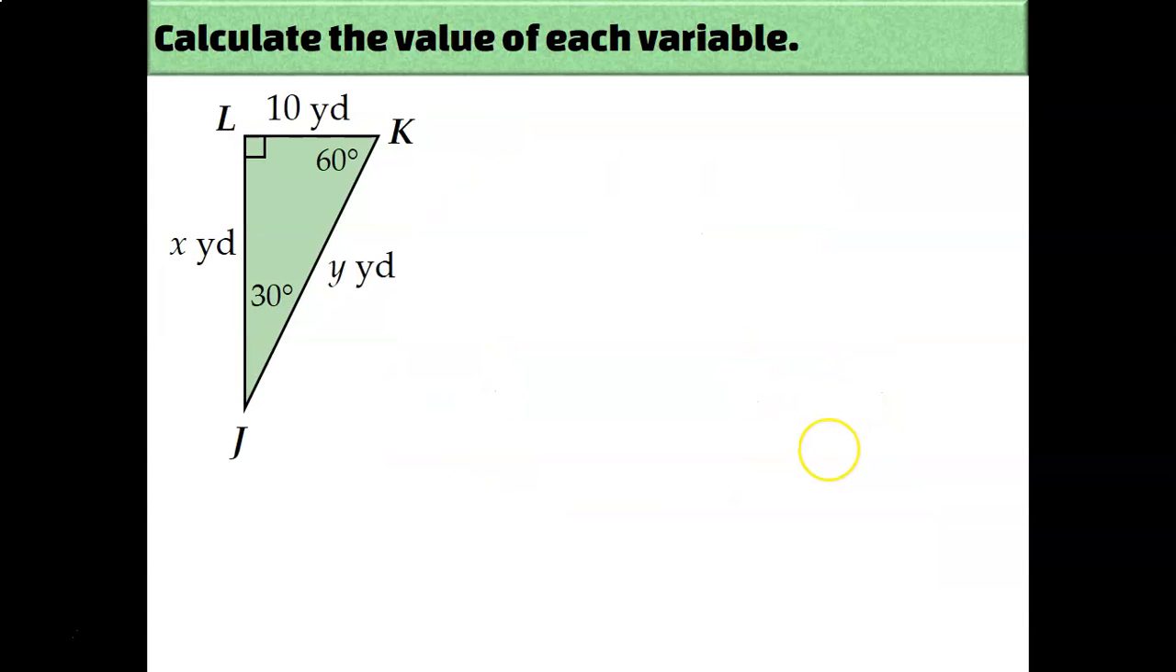Let's try another one. This time we have a 30, 60, 90 triangle, and the ratios for that are 1, square root of 3, and 2. And those correspond to the short leg, the long leg, and the hypotenuse. So let's fill out this proportion with the numbers I see on my diagram. 1 is for the short leg, which is 10. Square root of 3 is for the long leg, and the long leg is x. And 2 is for the hypotenuse, which is y.